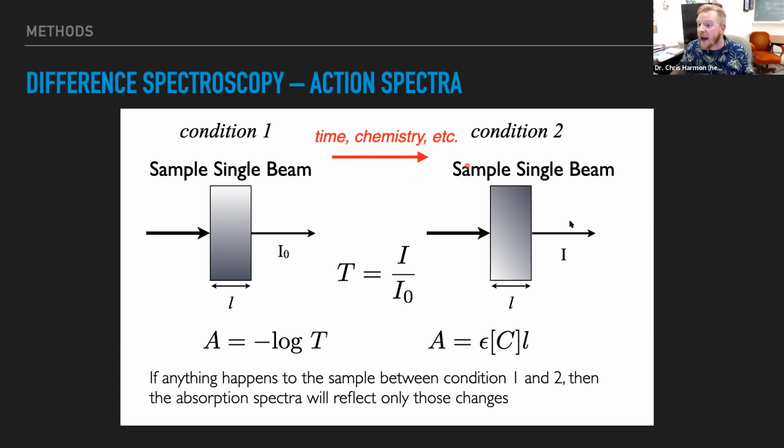And through time, we take successive measurements. And so if anything happens to our sample between condition 1 and condition 2, our absorption spectra will only reflect those changes. And so, for example, if we see the appearance of a new functional group, we'll have a positive peak. If we see the disappearance of a functional group, we'll see a negative peak. So this is a very cool technique for doing chemistry in situ.